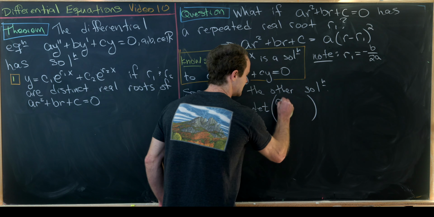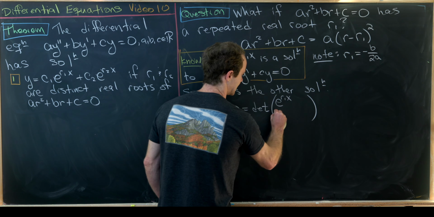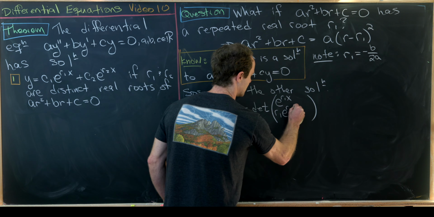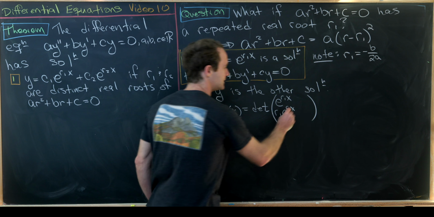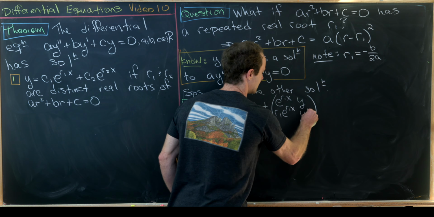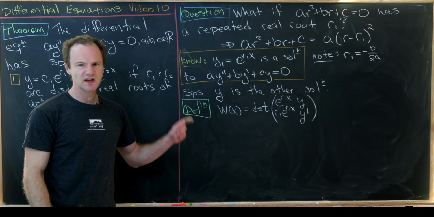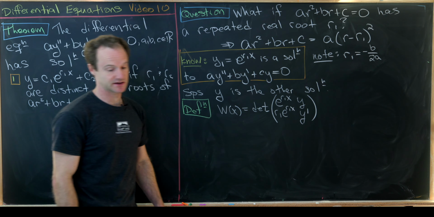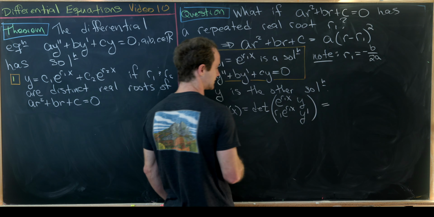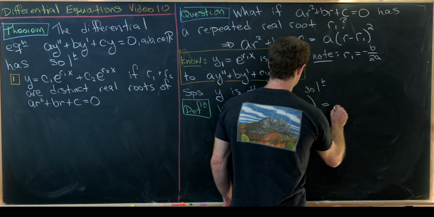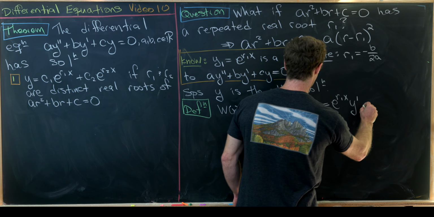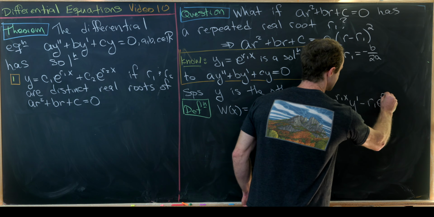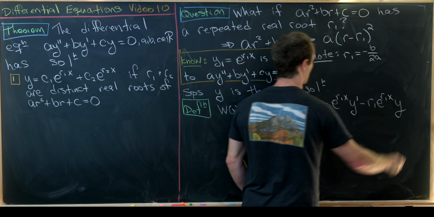So that means I have e to the r1x here, and I have r1 e to the r1x here. That's from y1 and y1 prime. And here I have y and y prime. Again, that's the definition of the Wronskian. Now we can take this determinant and note that we get e to the r1x times y prime minus r1 e to the r1x times y.